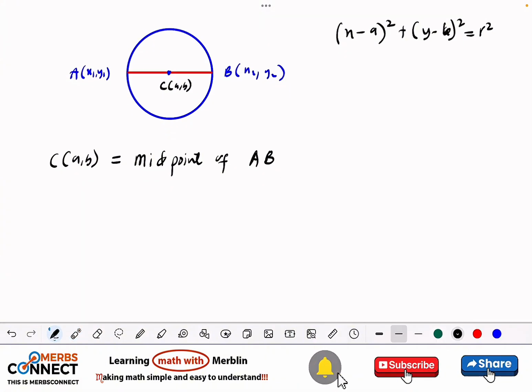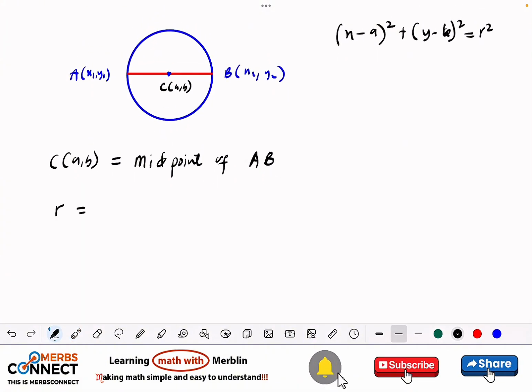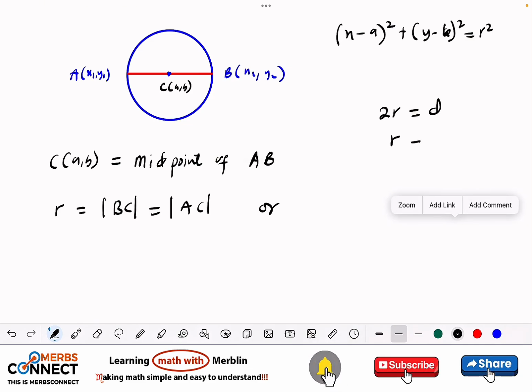So let's check. Radius is equal to the distance between BC, which is also the same as the distance between AC. So if I want to get the radius, I need to just find the distance between B and C, or A and C. Or I can just use the diameter approach, right? We know that two radii equal the diameter, so the radius is equal to 1/2 the diameter. A and B are the diameter, so the radius is also the same as 1/2 times the distance of the diameter.